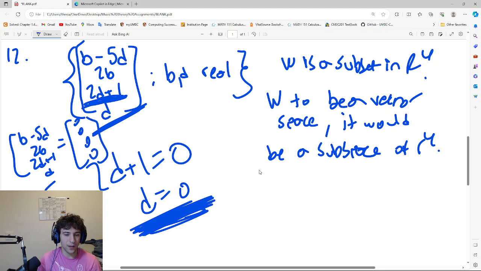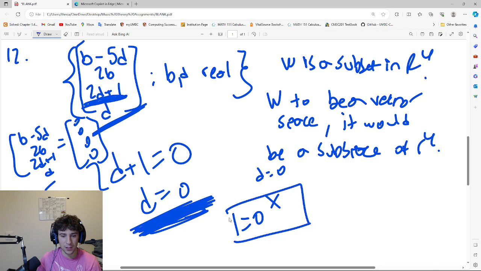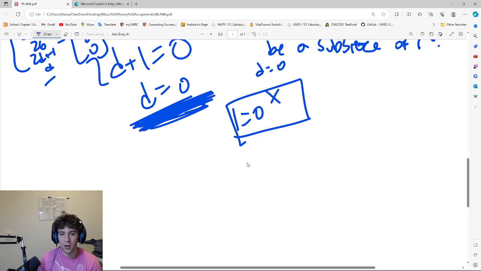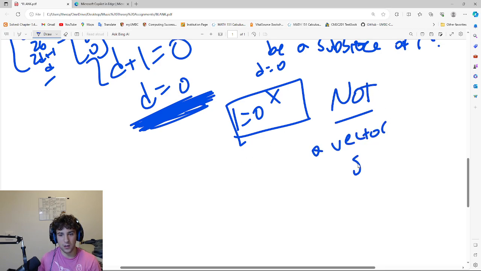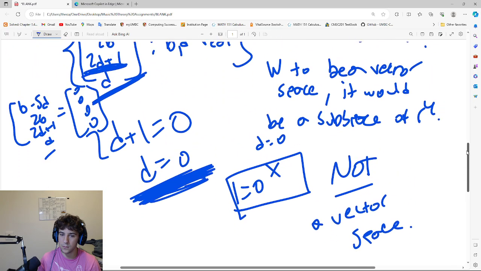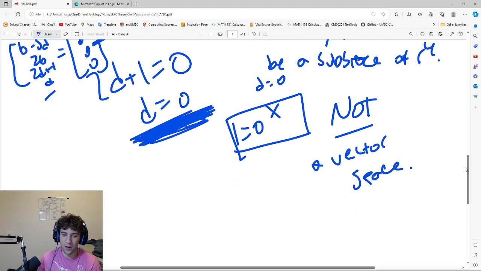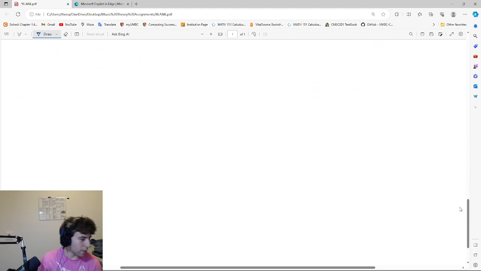So right here we have d equals 0, right? But when we plug that in, we get 1 equals 0. Because we plug in 2 times 0, it's 0, plus 1 is 1. And that can't make sense. That does not make sense. 1 is not equal to 0, 1 is 1. So this is not a vector space. So that's our answer for that question. Let's do another one.